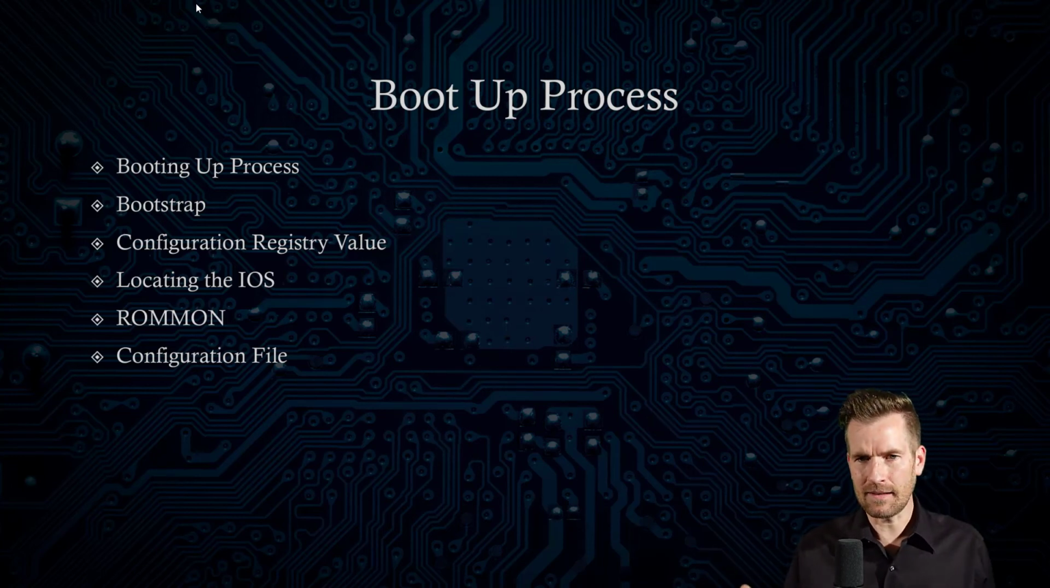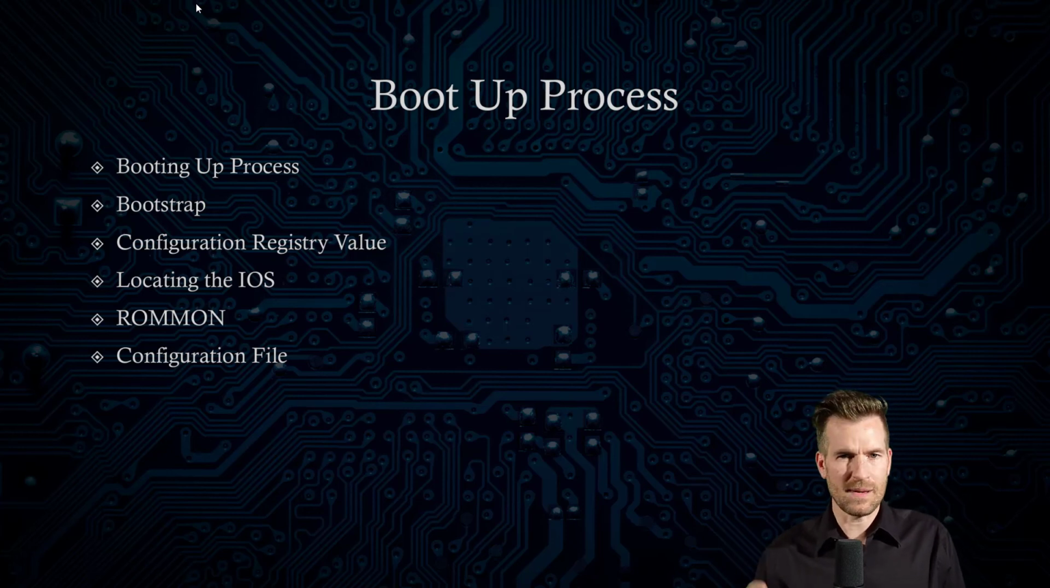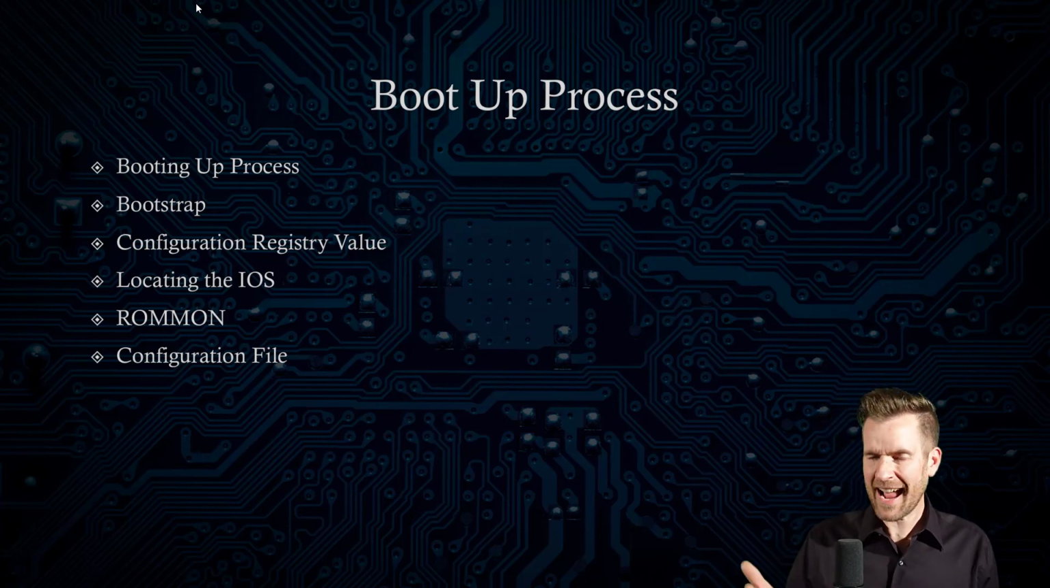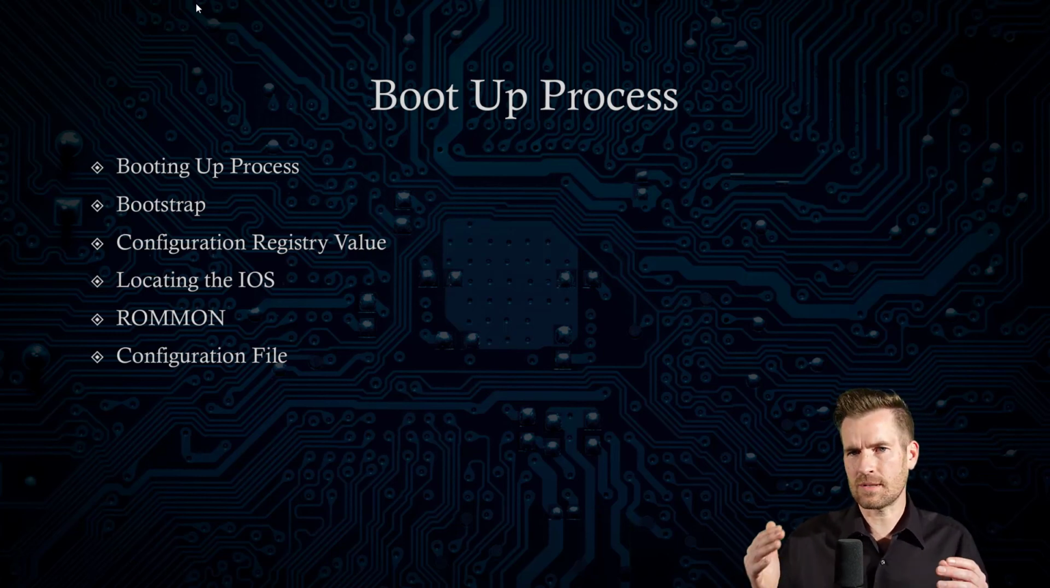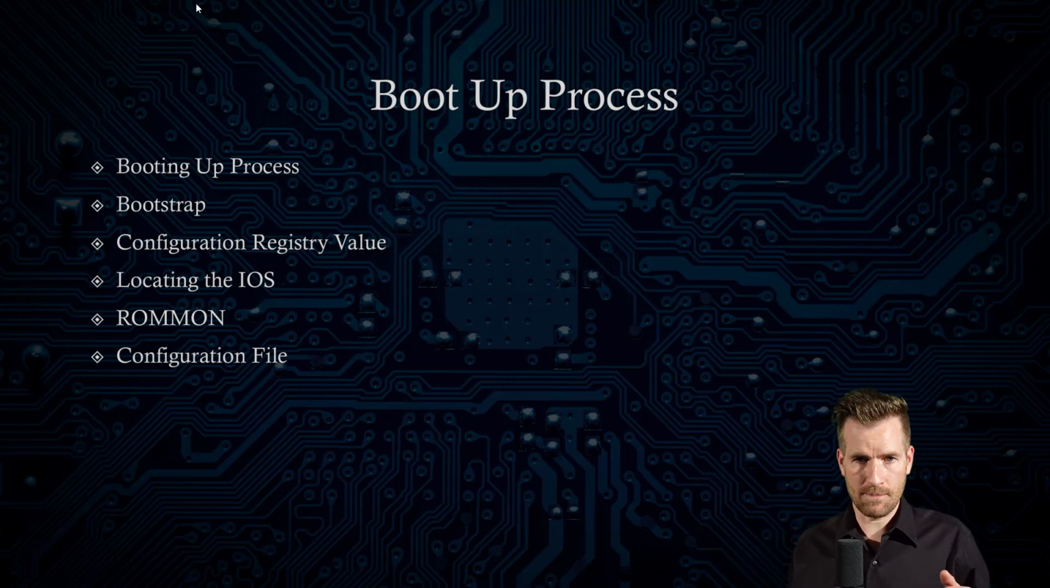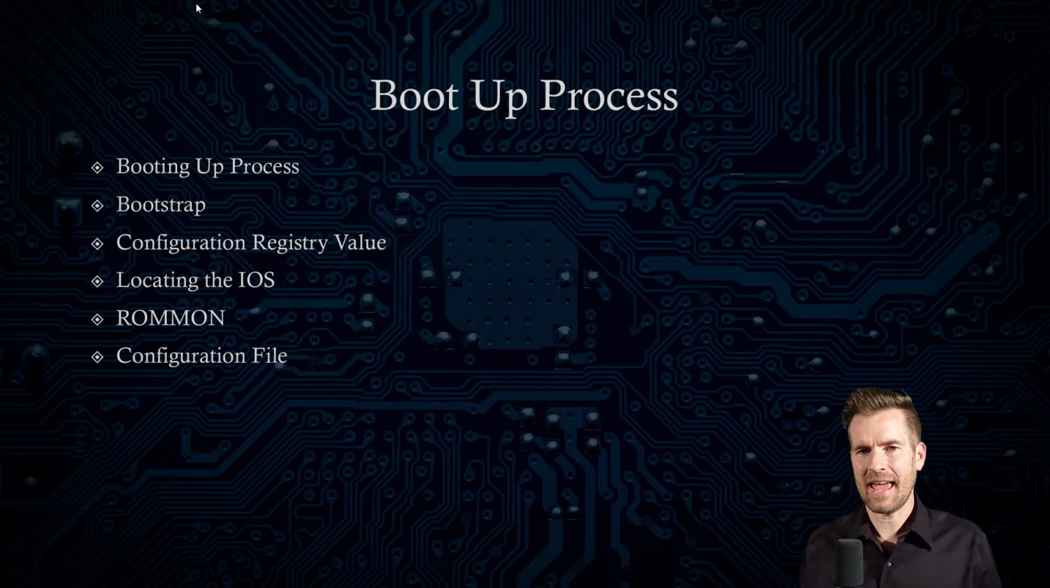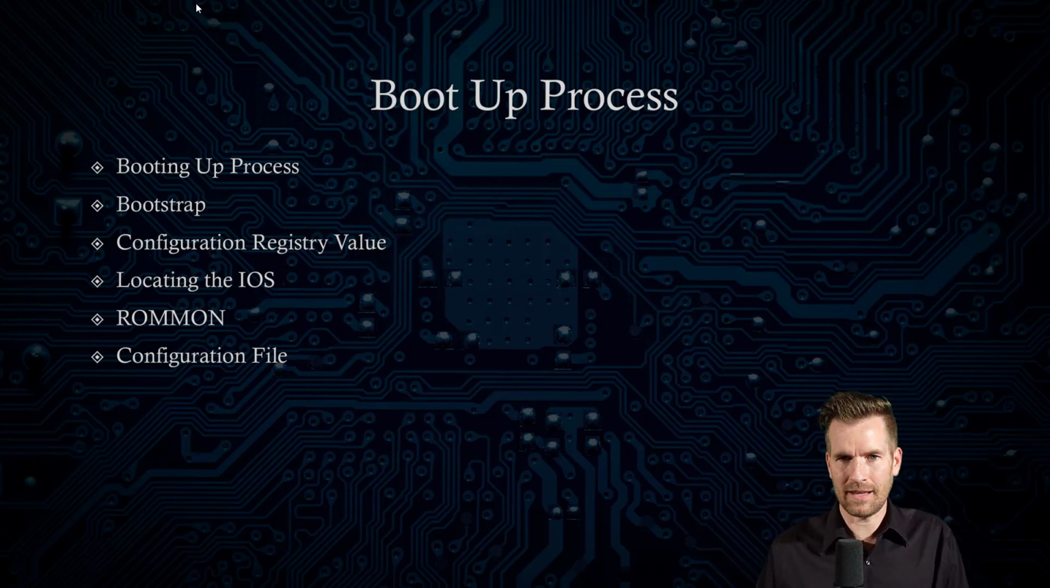Then we talked about how it locates the iOS. I did forget to mention that the iOS could be on Flash, it could exist on multiple locations, and so it has to locate that iOS. And then the ROMMON, that's a basic command set to do some basic troubleshooting and run some basic commands on that switch in case something happens and you need to really get to the core of it and make some alterations to it. And then we talked about the configuration file, which we'll get much more in depth into in a couple of videos from now.